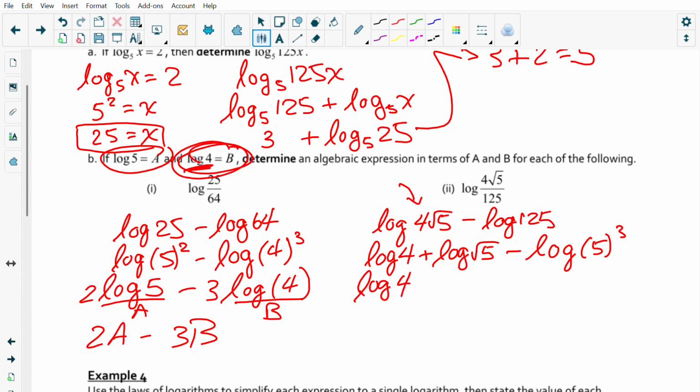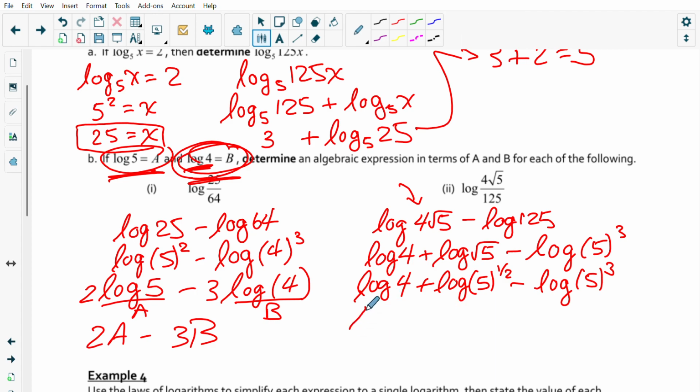Couple more things. Log of 4, right? We already have log of 4. That's great. I'm trying to get these to look like log of 5 so I can make the substitution. Log of 5 to the, well, square root, we can say log of 5 to the 1/2 minus log of 5 cubed. Let's make the appropriate substitutions. We want to rewrite this in terms of a and b. Okay, log of 4 is b plus log of 5 to the 1/2. Oh, before we do the substitution, folks, sorry, we're not done yet.